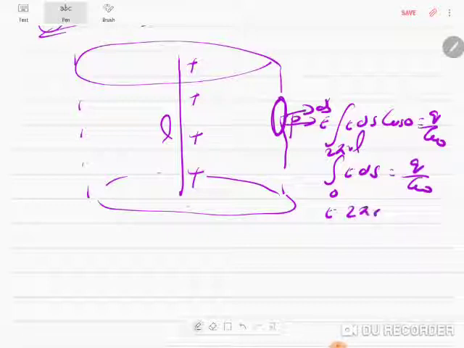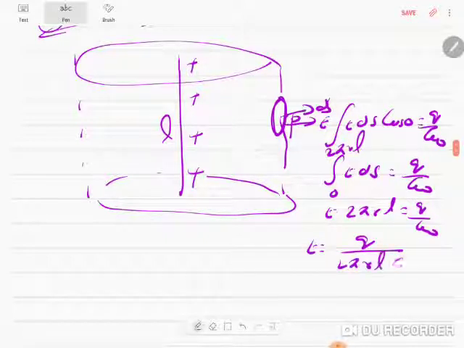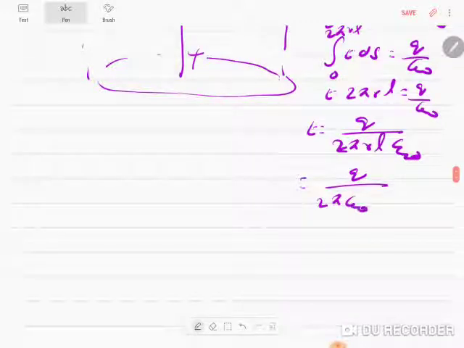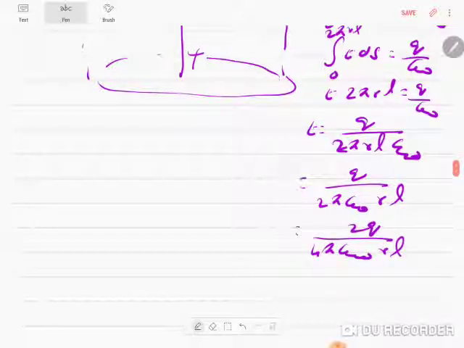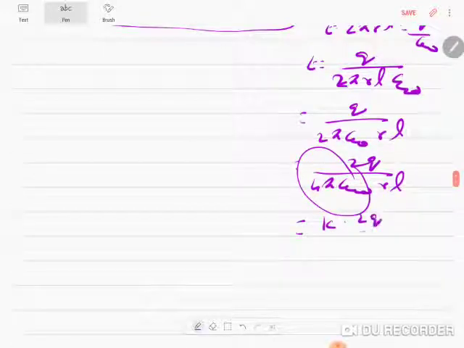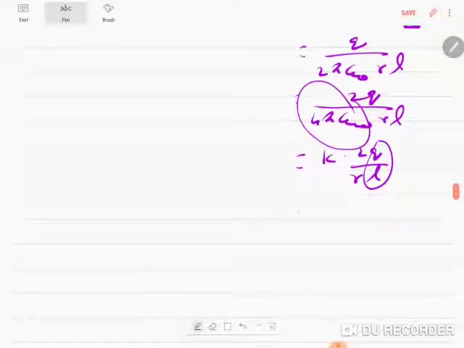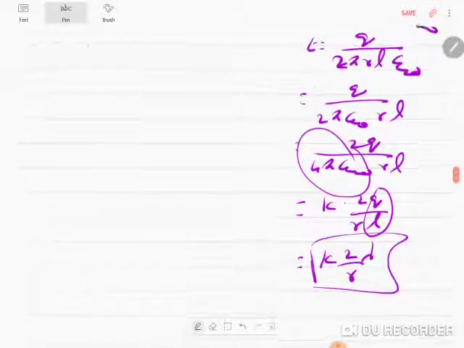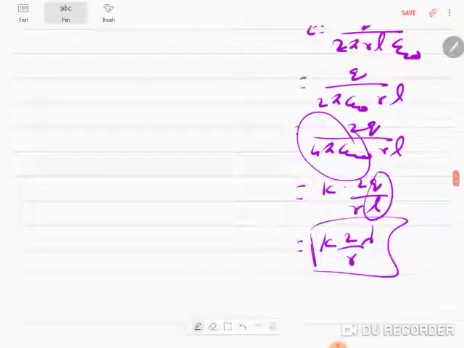So E into 2 pi r L is equal to Q by epsilon naught. Thus E will be Q by 2 pi r L epsilon naught, or you can write Q by 2 pi epsilon naught times r L, or you can multiply and divide by 2: 2Q by 4 pi epsilon naught into r L. 1 by 4 pi epsilon naught itself is K, so K into 2Q by r L, where Q by L itself is the line charge density. So you can write it like this. So this is the electric field at any point P due to a line charge.